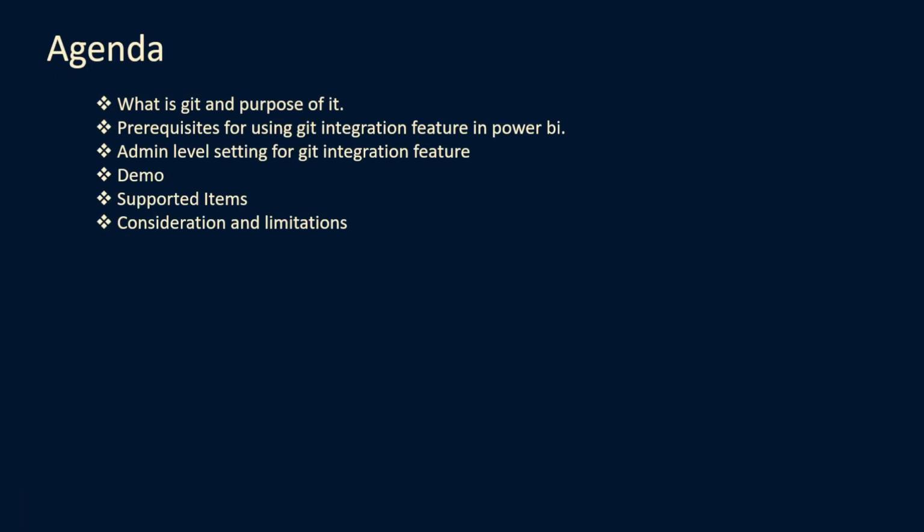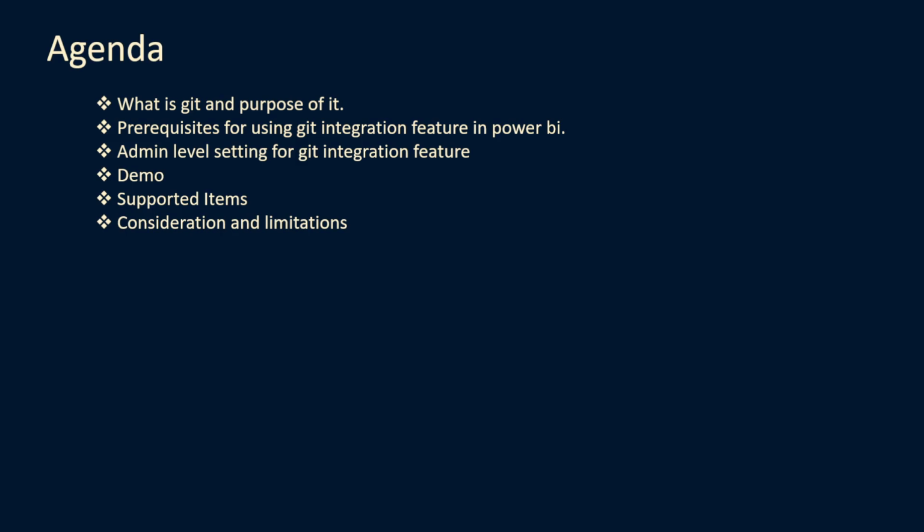Initially in this video, I'm going to talk about what Git is and the purpose of it. After that, we will get into the prerequisites for using the Git integration feature in Power BI. And after that, we will take a look at some admin level settings for the Git integration feature, which are newly added to the Power BI admin portal. After that, we will get into the demo as well, where we will actually learn how to configure the Git integration in Power BI. And later we will talk about some supported items, considerations and the limitations of this particular feature. So that's all I wanted to cover in this video, and let's begin with the first point.